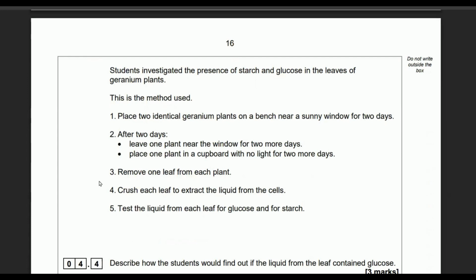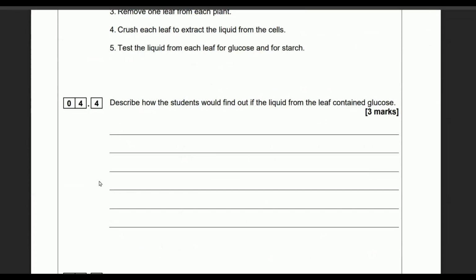Remove one leaf from each plant. Crush each leaf to extract the liquid from the cells. Test the liquid from each leaf for glucose and for starch. Describe how the students would find out if the liquid from the leaf contained glucose. So this is basically a long way of asking you, how do you test for sugar? And you should know this off by heart. If you don't, grab a revision card, write it down.